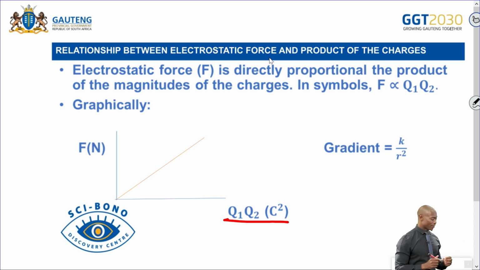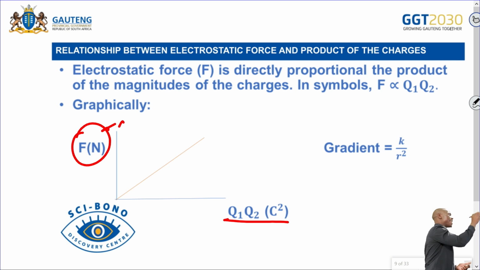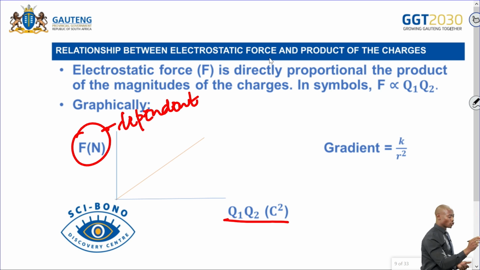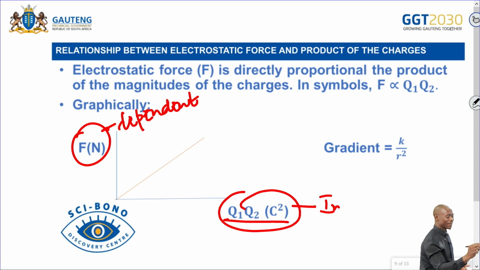Then when you look at the graph, so learners, paper 1 is full of graphs, right? So you must understand how to interpret graphs. For example, if you're given a graph like this, one, you must identify the variables, the dependent variable and the independent variable, right? So the dependent variable here is the electrostatic force. So this one will be the dependent variable. All right, and then Q1Q2 will be the independent variable. It's what we are manipulating, or what we are changing. Independent.